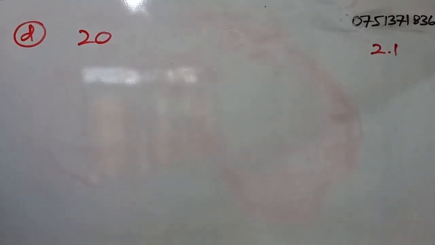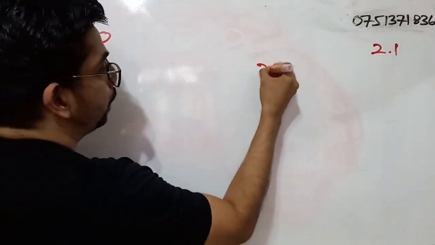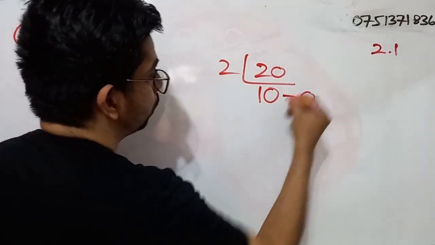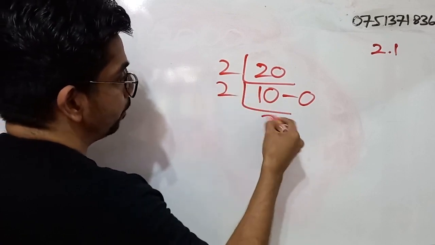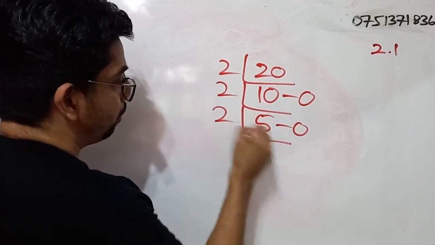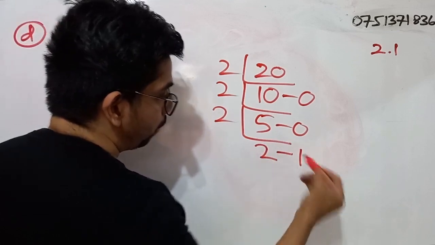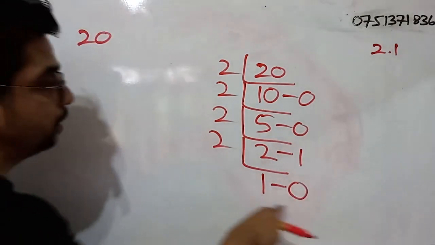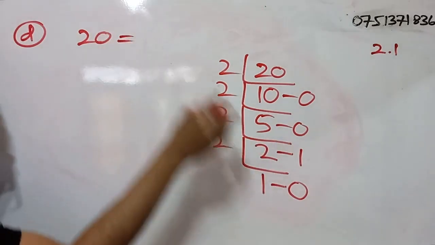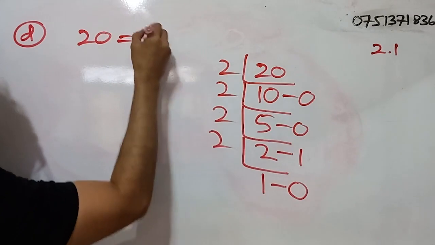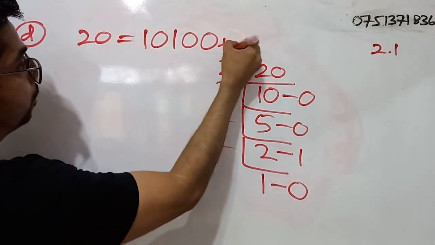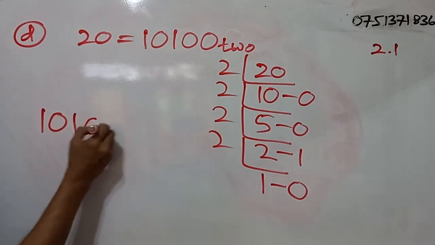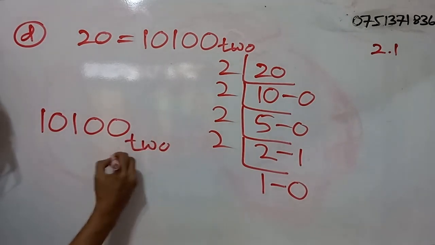Okay, simple D. What do we have? 20. So take 20 and we will divide it by 2. So we will get 10 with no remainder. Again divide by 2. So we will get 5 with no remainder. Again divide by 2. So we will get 2 with 1 remainder. Again divide by 2. 1 with no remainder. Then we will take these numbers. So 1, 0, 1, 0, 0 and the base is 2. Right? So in any case I will write the answer again. 1, 0, 1, 0, 0 and the base is 2.